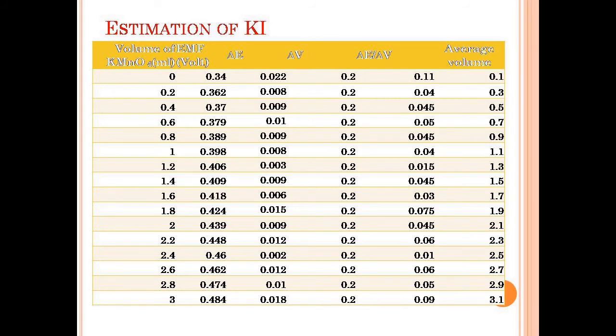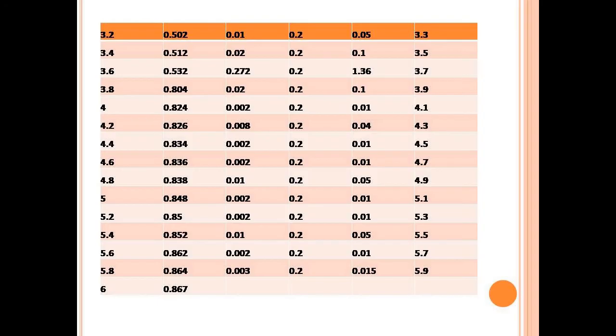The second titration is carried out between potassium permanganate and potassium iodide. For each addition of 0.2 ml portion of potassium permanganate, the EMF changes slowly up to the end point, that is up to 3.6 ml. After the addition of 3.8 ml, there is a sudden change in the EMF, that is 0.532 volt to 0.804 volt. So the endpoint is located between 3.6 and 3.8 ml.